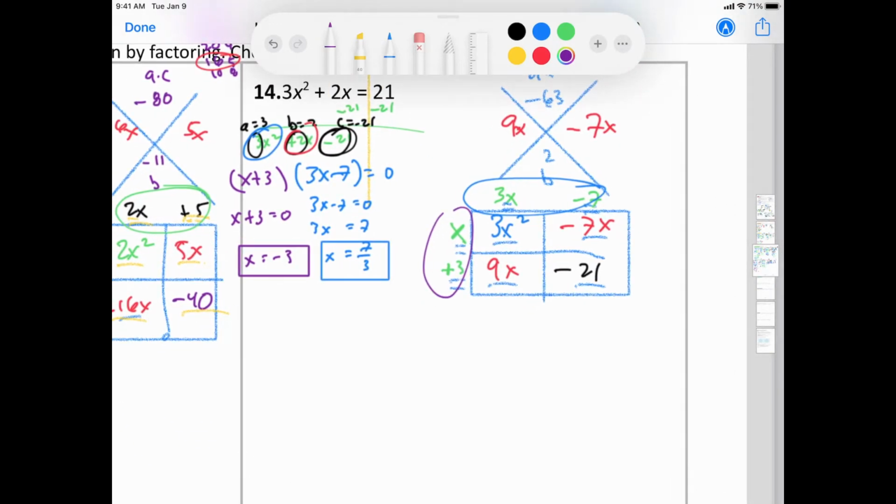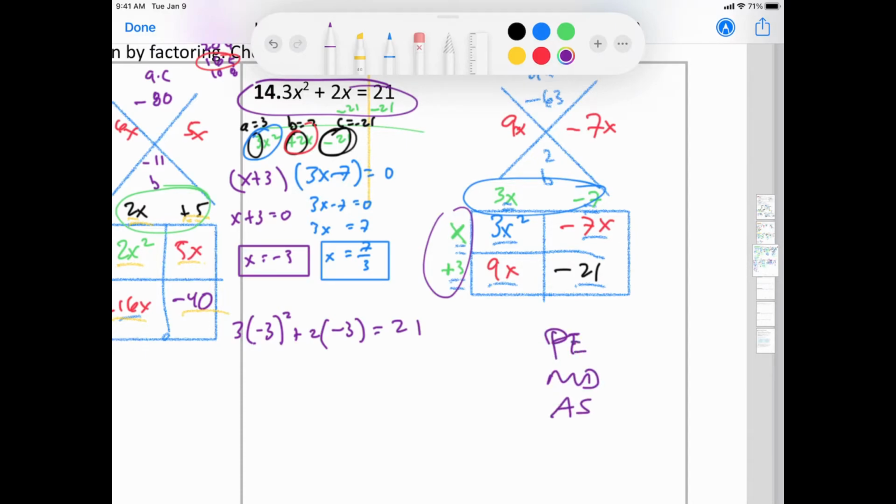Okay. Let's check our answers, just using the original equation up here. PEMDAS. So we are simplifying, so we're going down. Parentheses, exponents: 3 times 9 minus 6, does that equal 21? 27 minus 6 does equal 21.